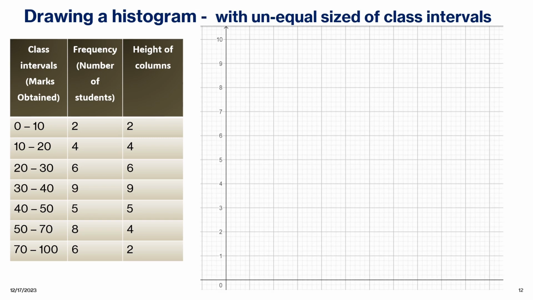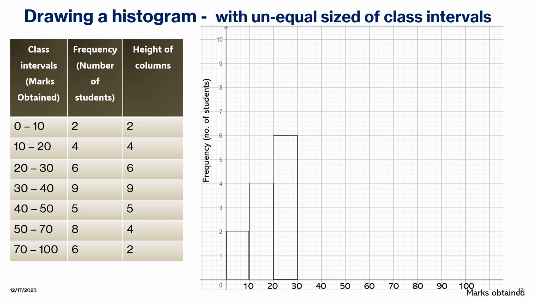So we can follow the same steps to construct the histogram for this question also. Now observe this histogram. When you multiply class width with the height of the class interval, you are getting the area of a rectangle. So that area of a rectangle is equal to the frequency.